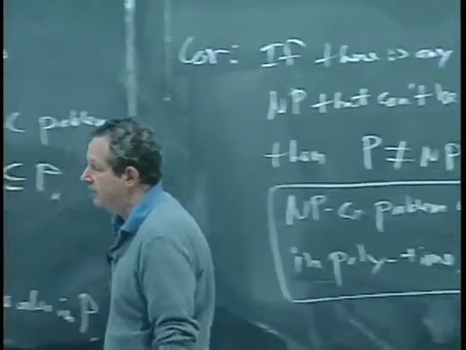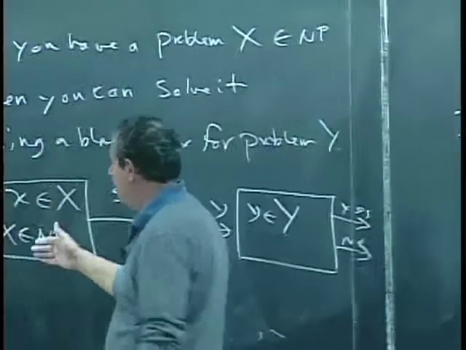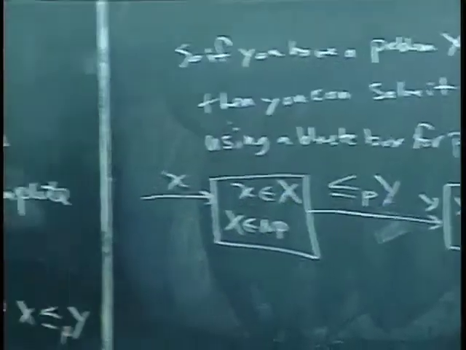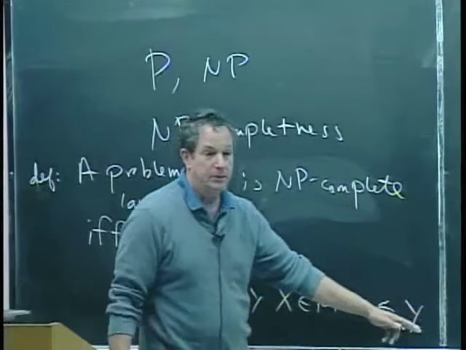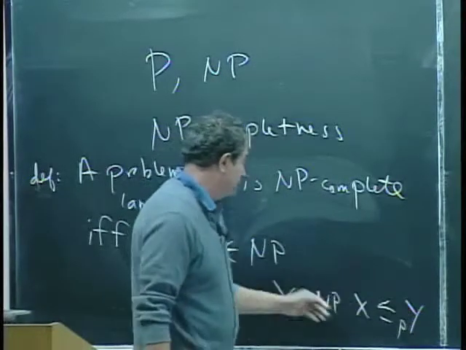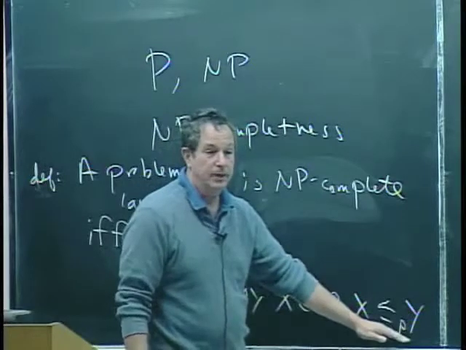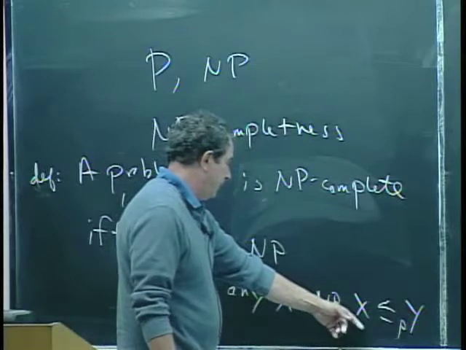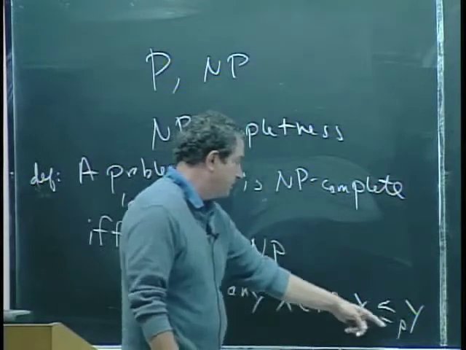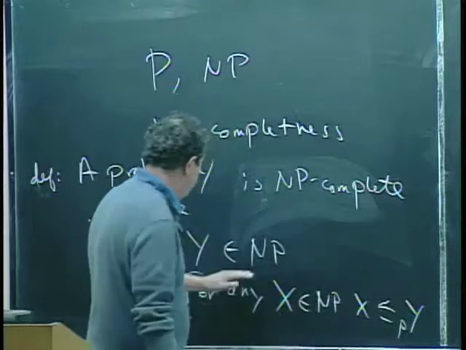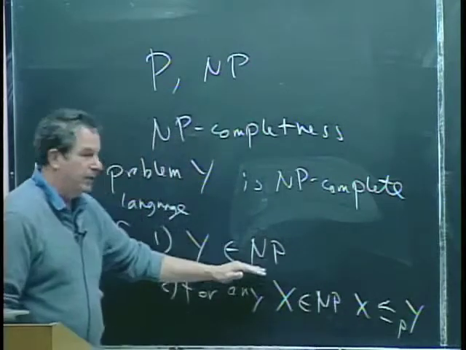The definition says that to be NP-complete, any problem in NP has to reduce in polynomial time to it. So problem Y is NP-complete if and only if these 2 conditions hold. And the hard part is showing that any problem in NP is reducible in polynomial time to that problem Y. Being in NP by itself, that's no great distinction.